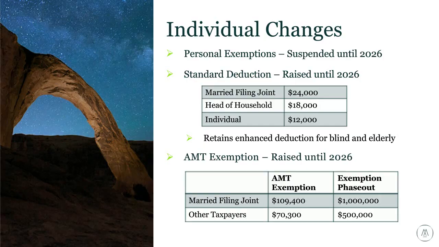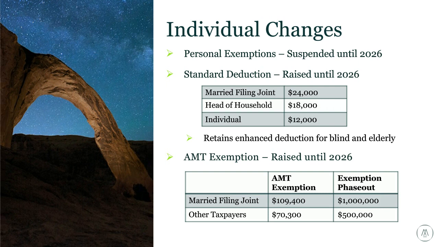The standard deduction under the new bill is doubled and the personal exemptions are suspended. The standard deduction going forward is $12,000 for single filers and $24,000 for married filing joint filers. The personal exemption was $4,050 per family member, which has now been suspended.